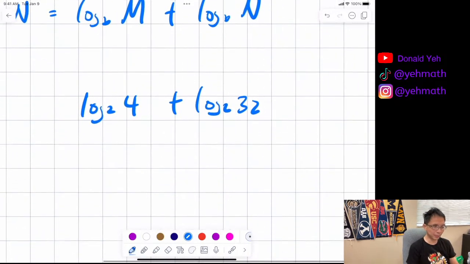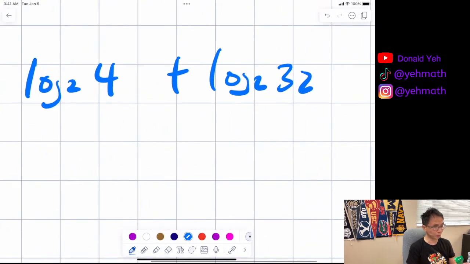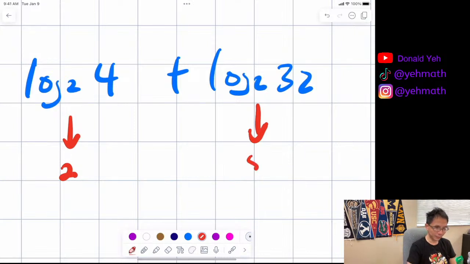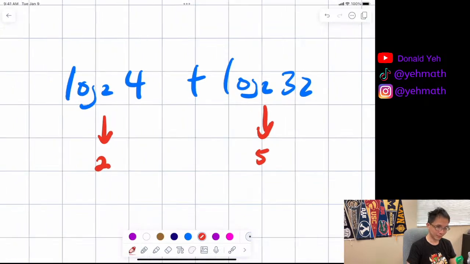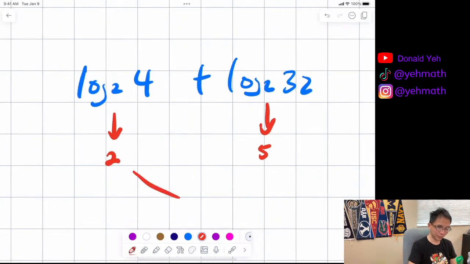Let's experiment and see if this is true. Log base 2 of 4 is what? This is equal to 2. Can somebody answer that? Astrid? Okay. What's log base 2 of 32? 5. What's 2 plus 5? 7. So that's equal to 7, right?